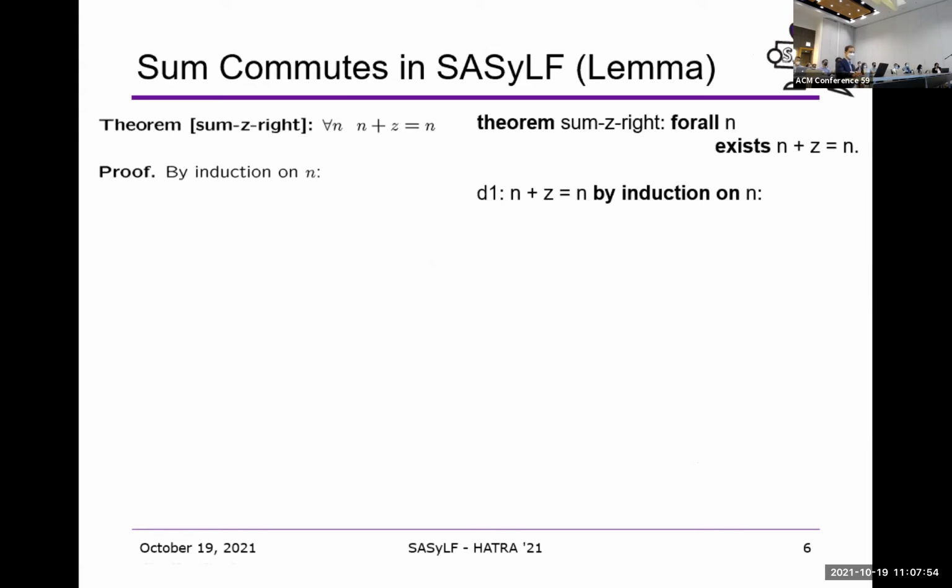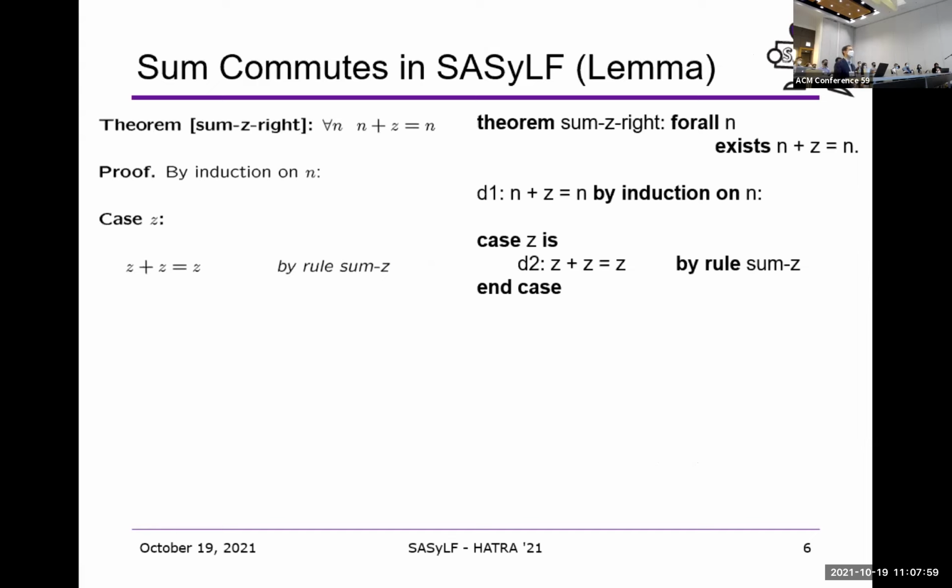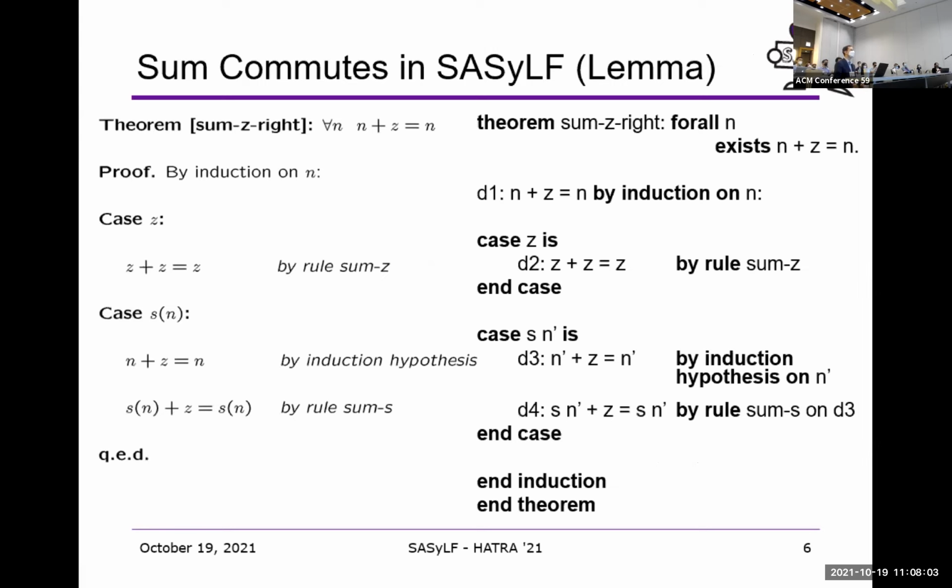Okay, let's prove this theorem. So we have to show n plus c by induction on n. There's a case for 0. 0 plus 0 equals 0.